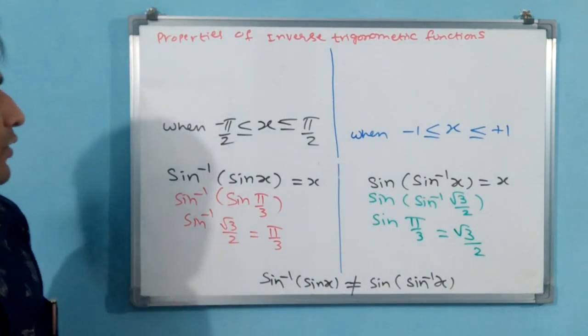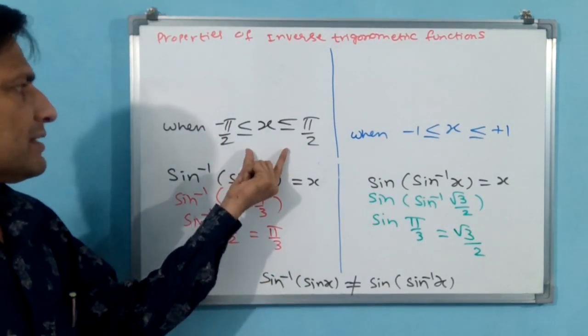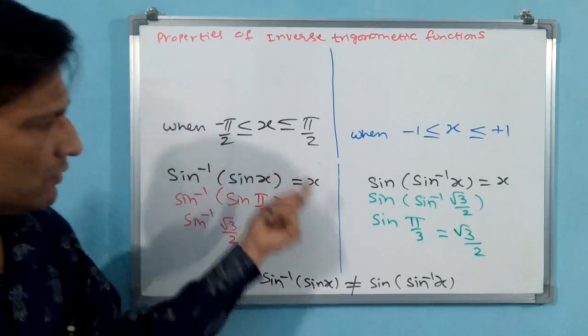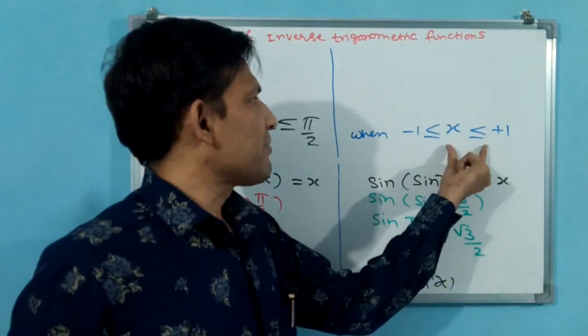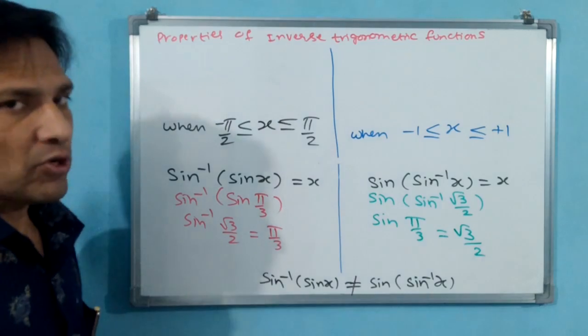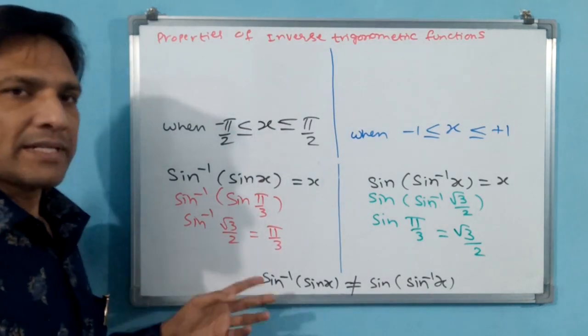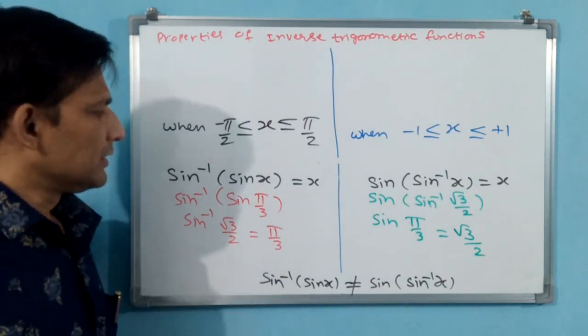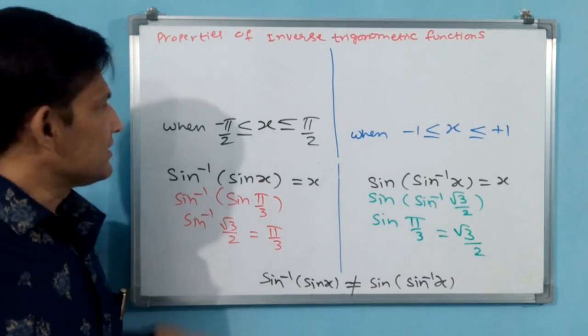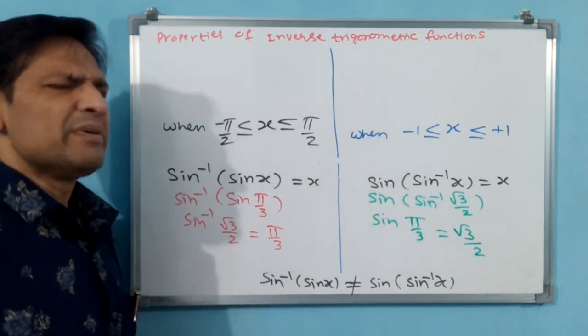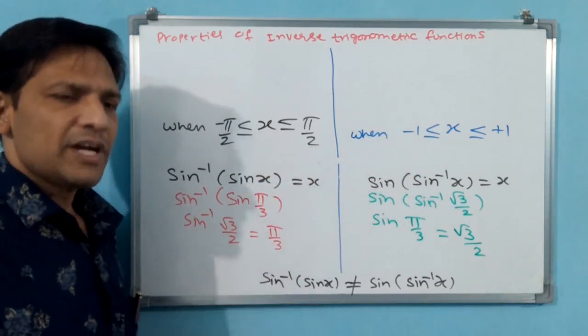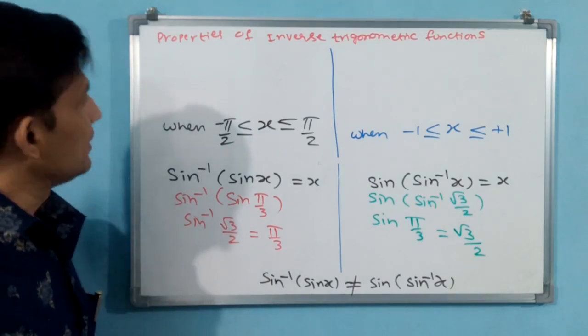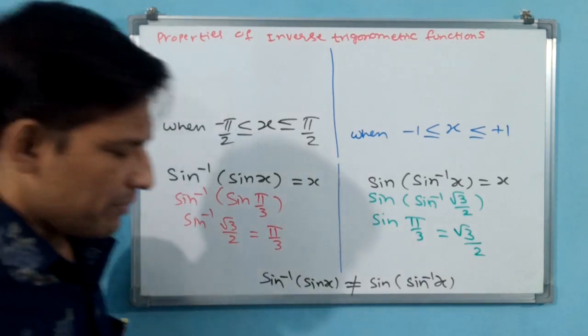Okay? You see here pi by 3 lies between minus pi by 2 to pi by 2. Root 3 by 2 lies between minus 1 to plus 1. That you have to keep in your mind. Okay? You understand now? This is very important. Why? Because these limits also you have to know. Limits are conditions. Okay? Now let us go for another property.